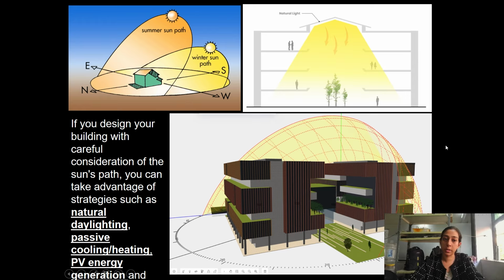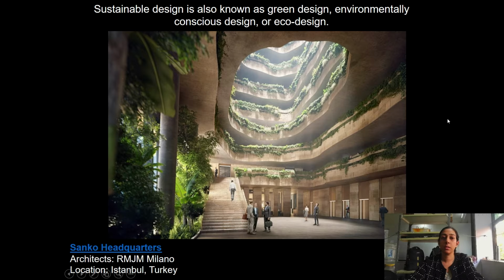Then we'll be studying about considering the sun path. We'll be considering how the light and ventilation, how the wind and air flow have to be taken into consideration for the betterment of indoor spaces. If you design your building with careful consideration of the sun path, you can take advantage of natural strategies like natural daylighting, passive cooling, heating, PV energy generation. All this will be introduced to you during sustainable design.